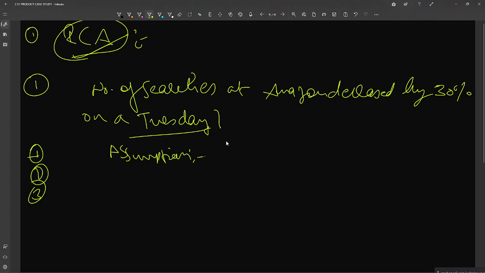Now over to you guys. How would you approach these questions? These questions will fall under root cause analysis. These are the questions that are expected in the product rounds.